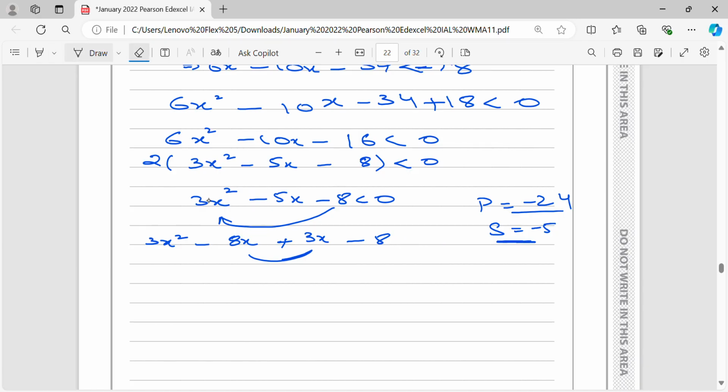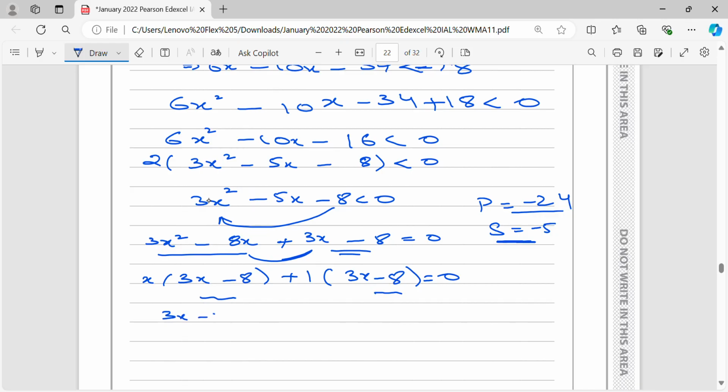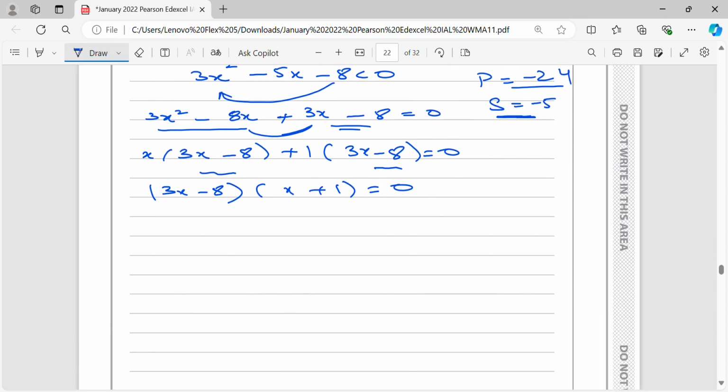Okay, so let's find the critical values for x. Put it equal to 0. So take x common from the first two terms, so 3x minus 8. Take 1 common from the last two terms. So 3x minus 8 is common in both. So take it out, and inside I have left over x plus 1. So either 3x minus 8 equals 0 or x plus 1 equals 0. So x equals 8 over 3 and x equals minus 1.